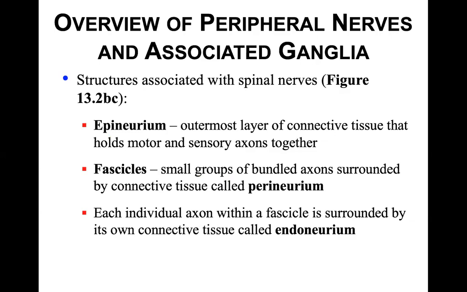Now, looking at the overall arrangement of the nerves, we have the epineurium. This is the outermost layer of connective tissue that holds the motor and sensory axons together. These will be bundled into fascicles, small groups of bundled axons surrounded by connective tissue called the perineurium. Each individual axon within the fascicle is surrounded by its own connective tissue called the endoneurium.